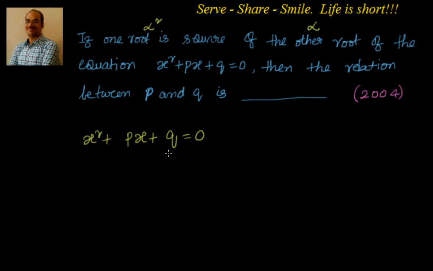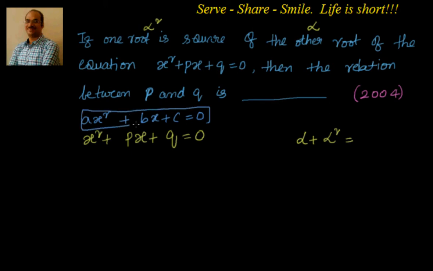Now we know the relation between the coefficients and zeros of a quadratic equation. So we can say alpha, the first root, plus the second root equal to minus b by a. This equation is in the form of ax square plus bx plus c equal to 0, and we know that alpha plus beta is equal to minus b by a. Can I write down alpha plus alpha square is minus p, and also the product of the zeros, alpha into alpha square, that is equal to alpha cube, equal to c by a, that is equal to q.